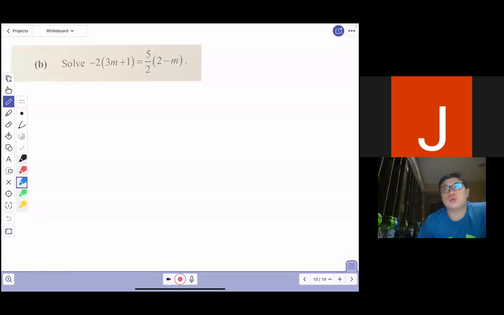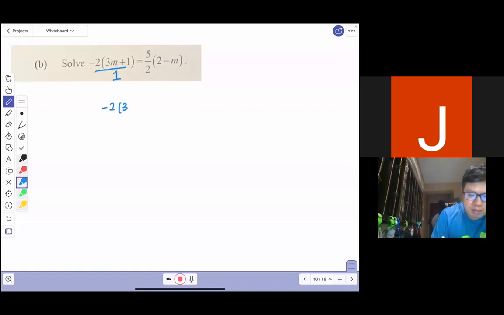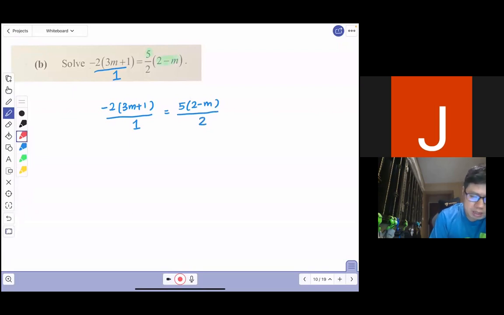So a very simple method to looking at this again is to try to treat it as fraction equals to fraction. And so negative 2, 3 over 1, you can treat it as negative 2, bracket 3m plus 1 over 1. And 5 over 2, again, you can treat it as 5, 2 minus m divided by 2. Okay, so because this is 5 multiplied to 2 minus m divided by 2, I'm going to put 2 at the bottom.